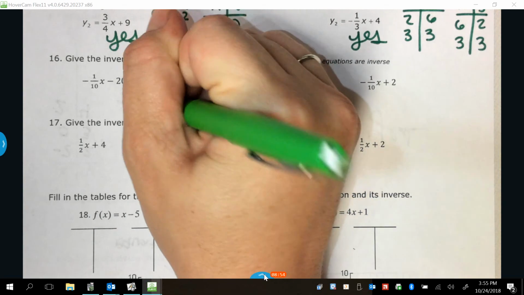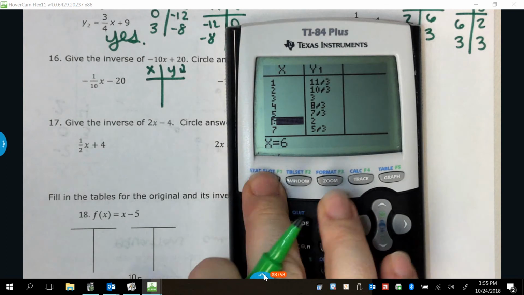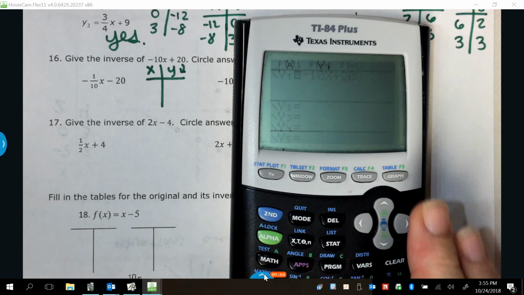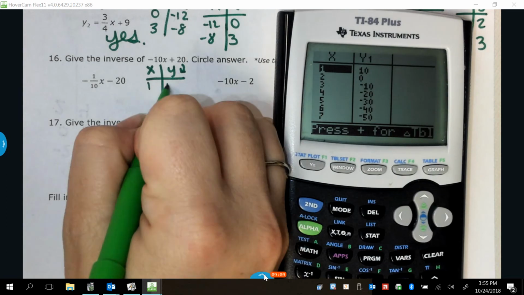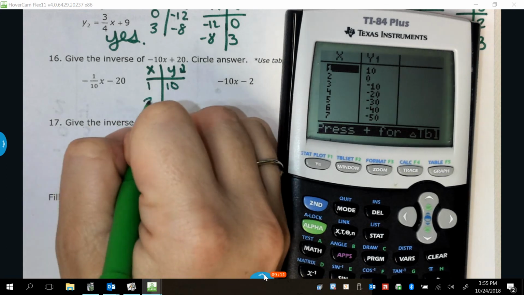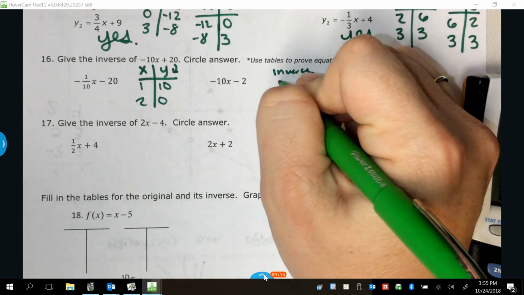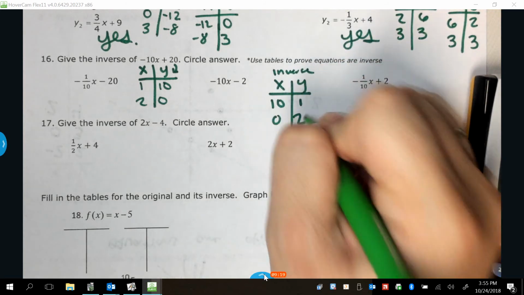I'm going to build the original's table. So negative 10x plus 20, second graph. So I have a (1, 10) and a (2, 0). So my inverse should be (10, 1) and (0, 2).